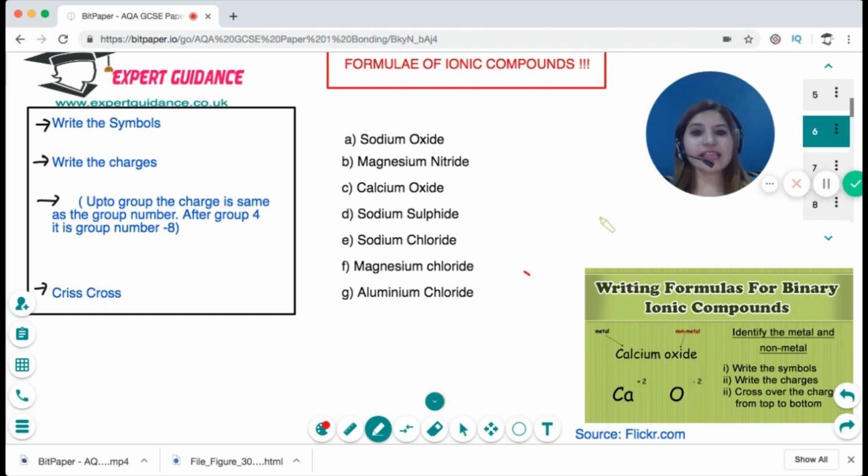Now next is how to write ionic formulas. To write the ionic formulas, the steps are: write the symbol, write the charges. Up to group 4, the charge is the same as the group number. After group 4, it is the group number take away 8, and then do the crisscross.